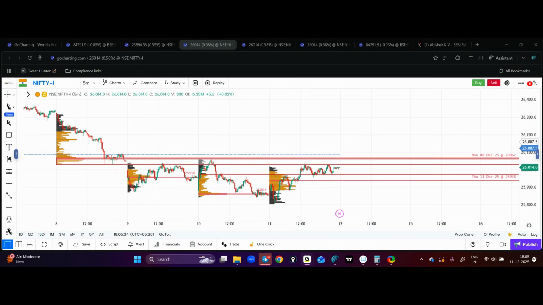Now, how many of you are familiar with volume profile here? How many of you regularly use volume profile?